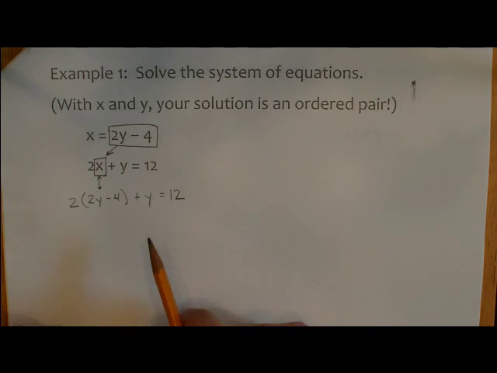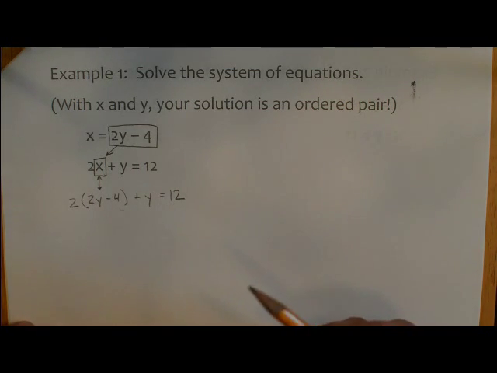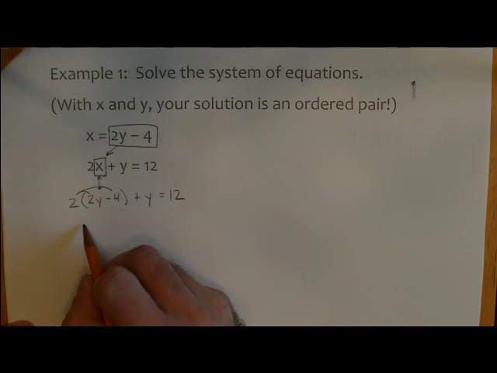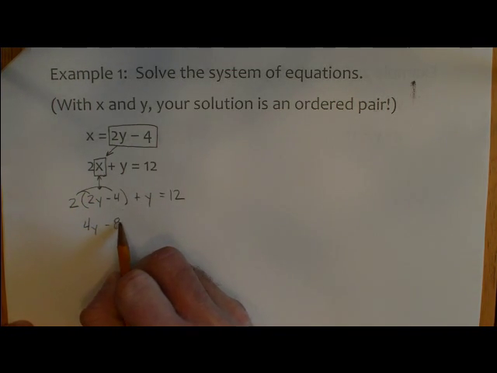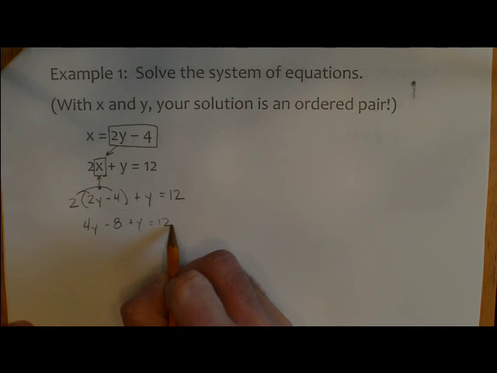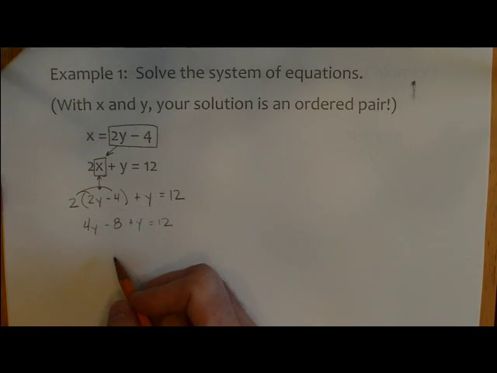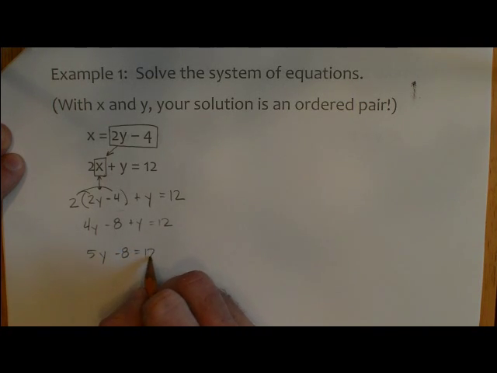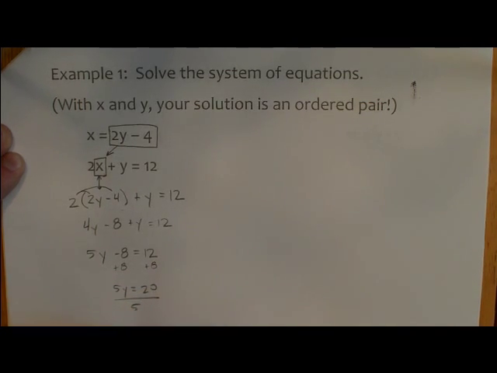This is a good thing because now I have an equation that only has one variable and we know how to solve that. So you go ahead and distribute that in, so we have 4y minus 8 plus y is equal to 12. Got a couple of like terms, go ahead and combine those. So we have 5y minus 8 is equal to 12. Go ahead and add 8 to both sides. So 5y is equal to 20. Divide it all by 5, and y is equal to 4.